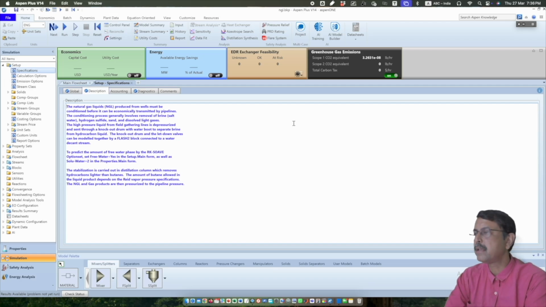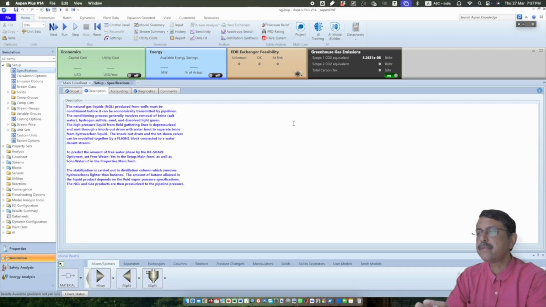To predict the amount of free water phase by the RKSWAB option set free water is yes. Some description has been given. That is not very important. The stabilization is carried out in the distillation column, which removes the hydrocarbons. I think there will be a lot of light hydrocarbons over there. Now all the components lighter than butanes are removed in the stabilization column, and the amount of butane allowed in the light product depends upon the Reid vapor pressure specifications. The NGL and gas products are then pressurized to the pipeline pressure.